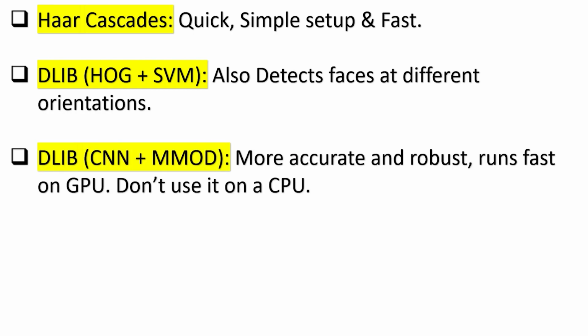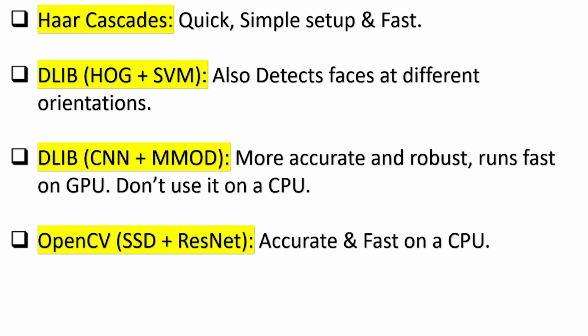And if you want something more accurate and more robust and you have a GPU, then you can leverage Dlib's CNN plus MMOD, maximum margin object detection method. But the disadvantage here clearly is that you can't use it on a CPU. But if you want really accurate, robust detection, but you don't have GPU access, what you need is OpenCV's SSD plus ResNet detection model. It's extremely accurate and it's really fast on a CPU.